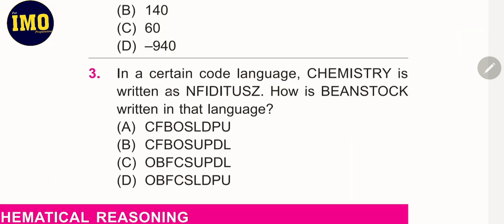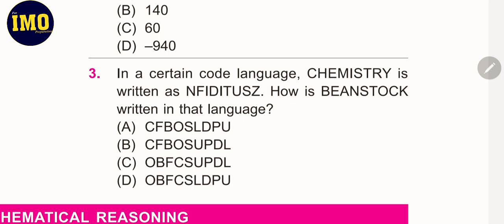In question number 3, in a certain code language, chemistry is written as this one. How is beanstalks written? Before dealing with this question, you must be aware of the alphabet arrangements. Suppose chemistry is written with the N. It means there may be many ways of arranging the alphabets.